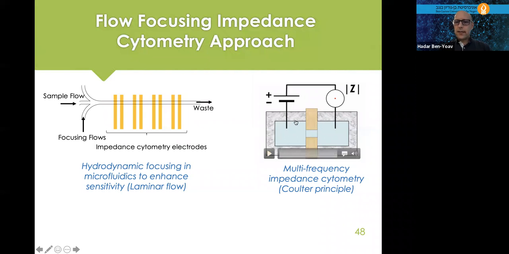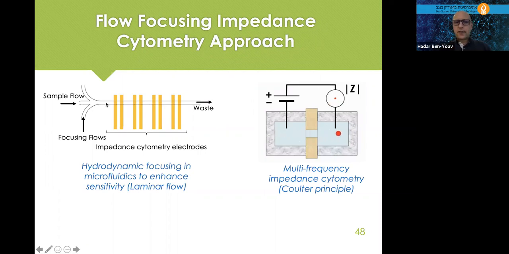The Coulter principle is that you apply a specific potential across two electrodes. And when some kind of structure goes through those electrodes, it changes the impedance, giving higher resistance between the two electrodes. The resistance increases, the impedance increases. So this is the principle that we use for the white blood cell detection.